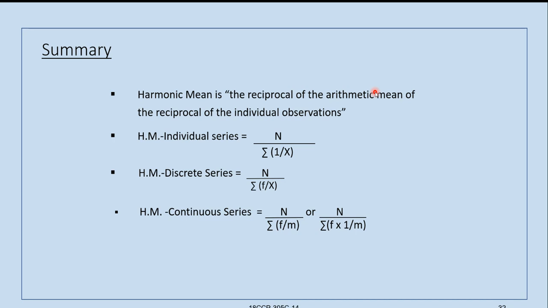Then we have seen some merits and also demerits. So in spite of the merits and demerits, we have to understand the procedure for calculation of this harmonic mean. So we have understood the procedure. So applying these formulas, we will get the harmonic mean.